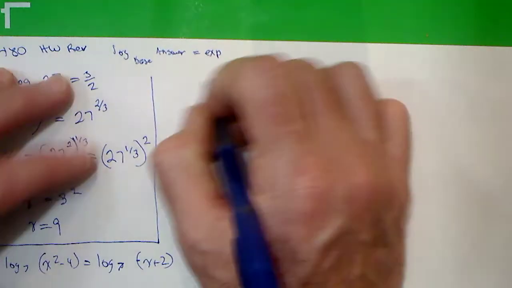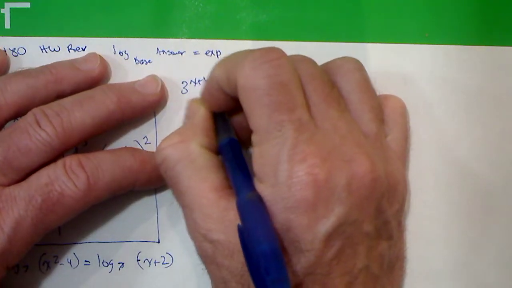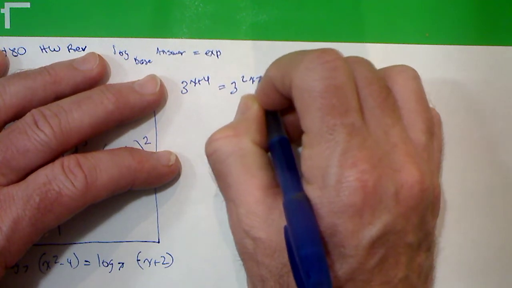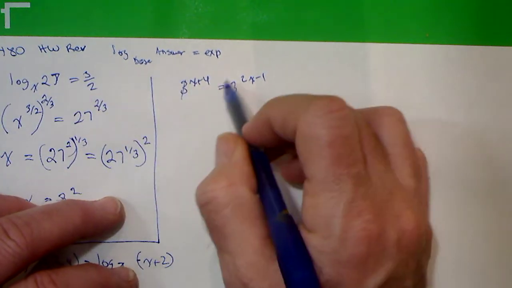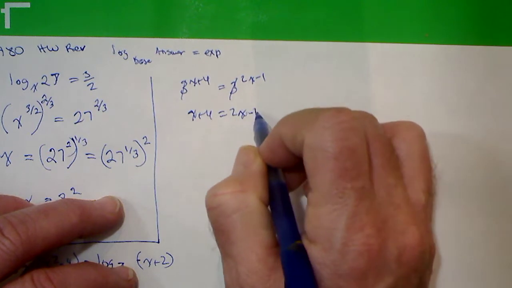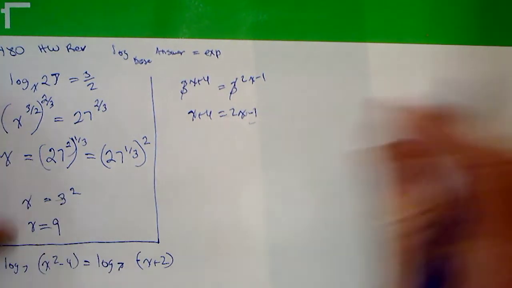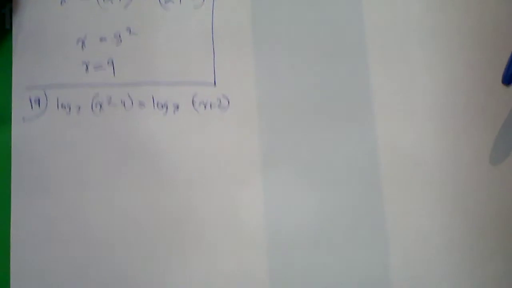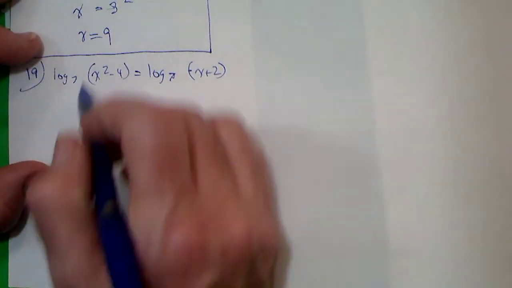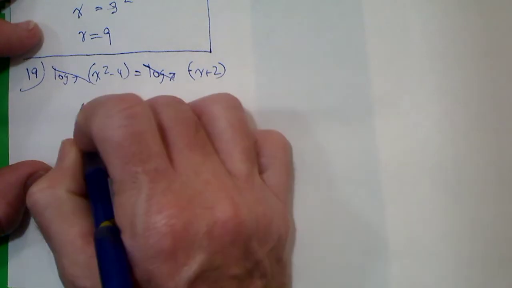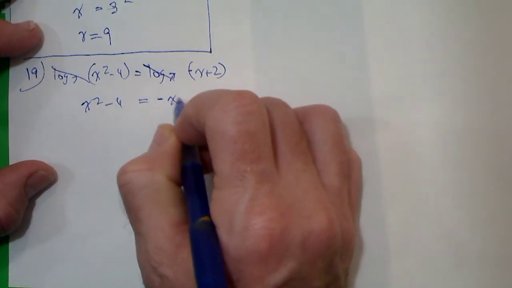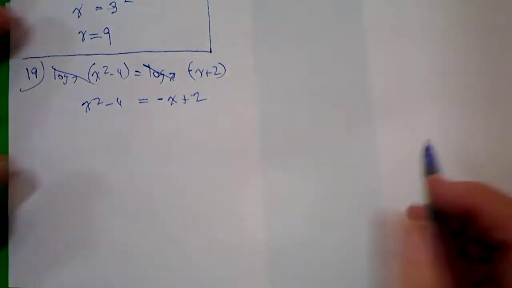Just as an example, if you had 3 to the x plus 4 equals 3 to the 2x minus 1, then the bases are the same, so x plus 4 equals 2x minus 1. Then you could solve that. This is the same principle. They're both log base 7, so they can both cancel, so then you have x squared minus 4 equals negative x plus 2.